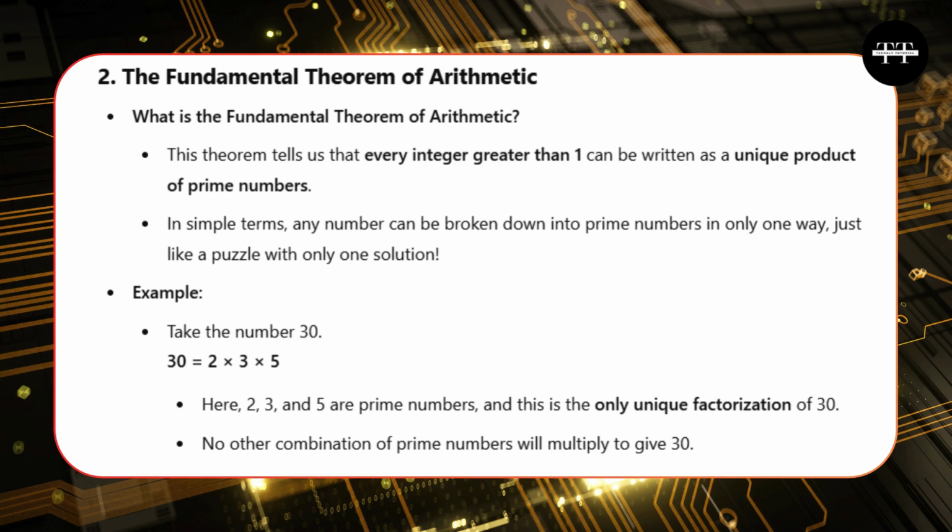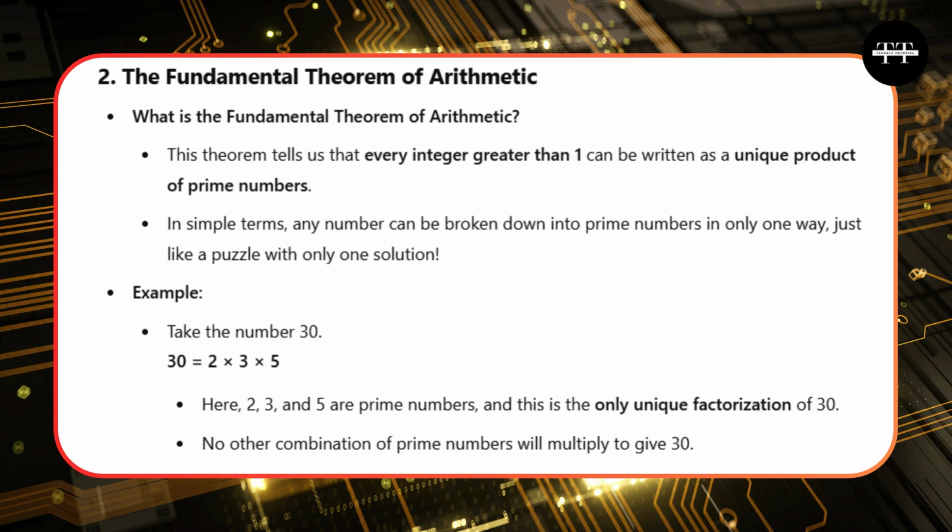2. The fundamental theorem of arithmetic. What is the fundamental theorem of arithmetic? This theorem tells us that every integer greater than 1 can be written as a unique product of prime numbers. In simple terms, any number can be broken down into prime numbers in only one way, just like a puzzle with only one solution. Example: take the number 30.